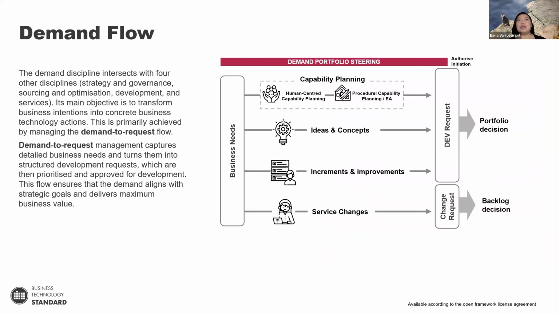Then I wanted to highlight the flow. So demand flow here, we have renewed this illustration, this picture, and when we have here in capability planning, one of the demand types, we have the human-centered capability planning and the procedural capability planning, which is known as the enterprise architecture. And if you look at this, you can see that the human-centered planning is actually preceding this procedural planning.